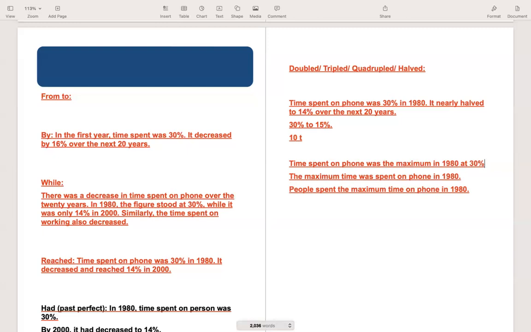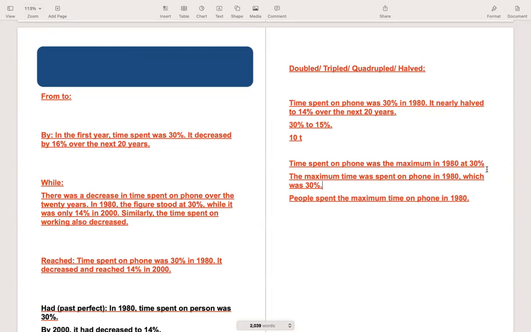Data that was accounted for 30%. Accounted for, you use it wrong. Which was 30% is also correct. Another way. Can someone tell me another way? Sir, we can say, suppose, time spent on phone was 30% in 1980, comma, the largest amount. Yeah, it's a complicated sentence. Okay, that's right. You can do that too.